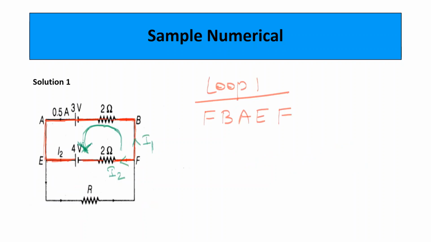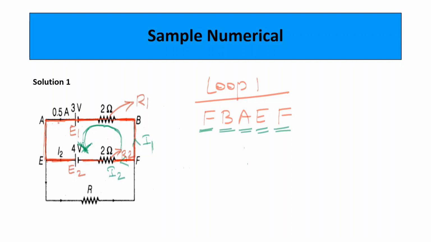Loop 1 is F, B, A, E, F. The path which we travel is from F to B, then B to A to E, and from E to F. This is the path that we are traveling in the loop. We can apply Kirchhoff's voltage law to this loop. Let this resistor be R1 and this resistor R2. This is E1 and this is E2.